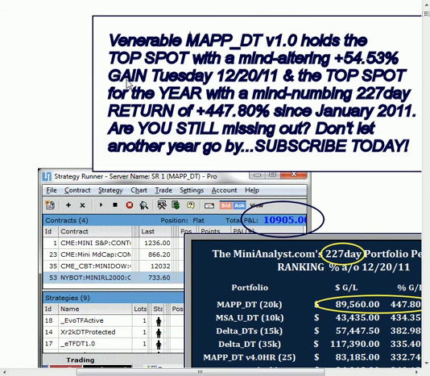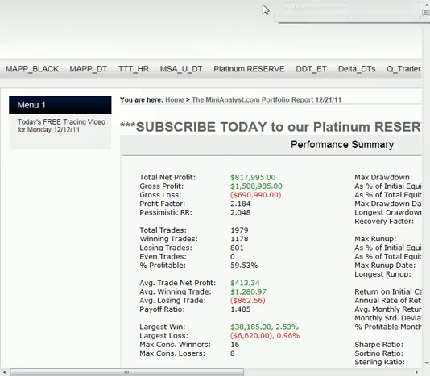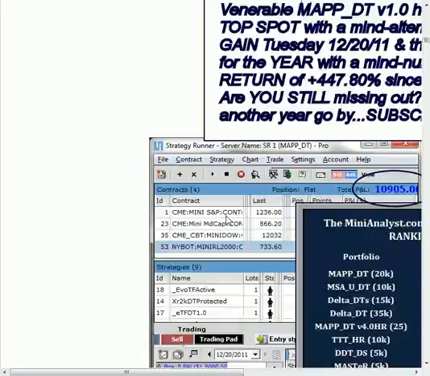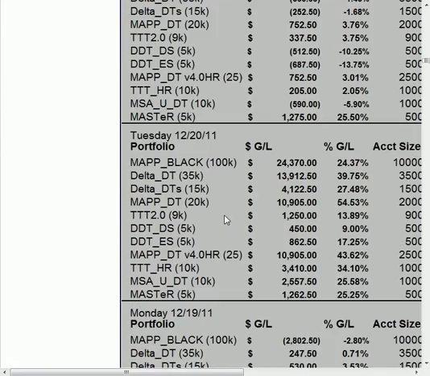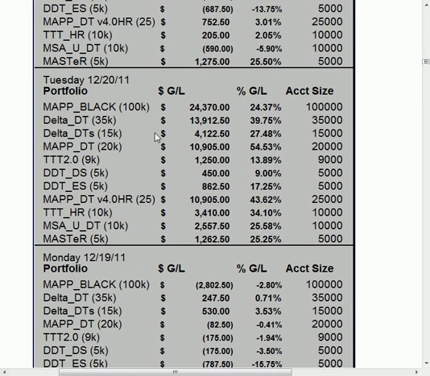We had, let's see, where could we get that? Right there. So we'll do that, and then we'll scroll down. So here we go. This is what Tuesday looked like. How about that?